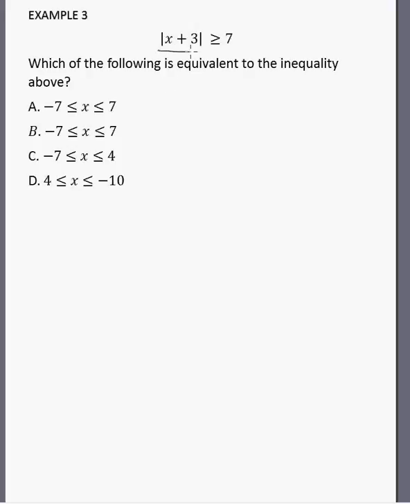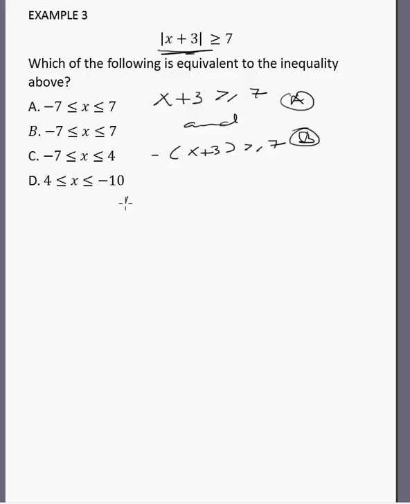Now, when you see this sign here, that means the negative value of all this is still going to be greater or equal to 7, and the positive value of this is also greater or equal to 7. So let's put this in the two contexts. Here we can say that x plus 3 is greater or equal to 7, and the negative of this thing, again x plus 3, is also greater or equal to 7. You see that? So we have A and then we have B.